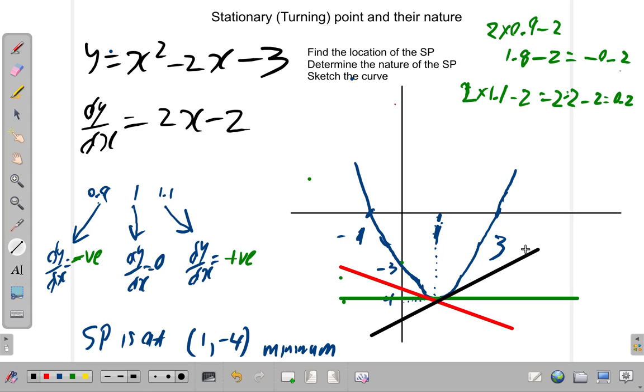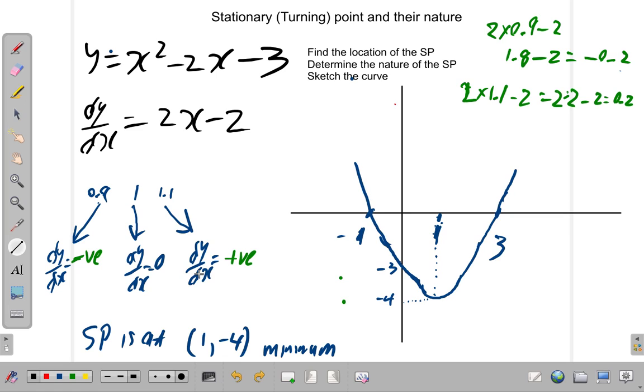What this means is that going from left to right, you're going down, then flat, and then up, meaning that it is a minimum point. So that also shows you that we have a minimum point here. I don't want to crowd the graph too much. So that's a second method to find out what kind of stationary point it is. The nature of the stationary point in this case is a minimum.